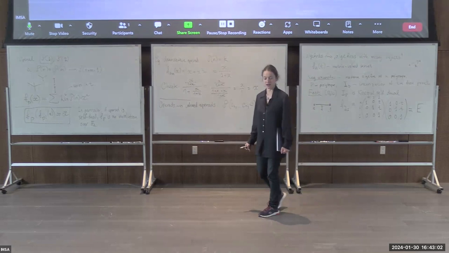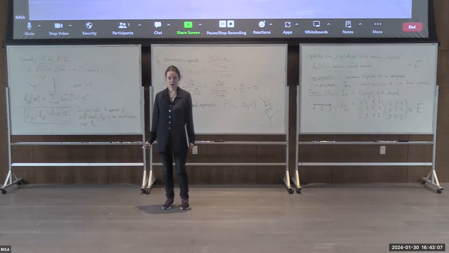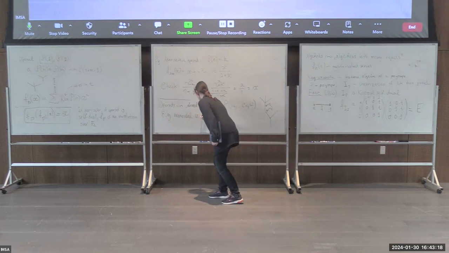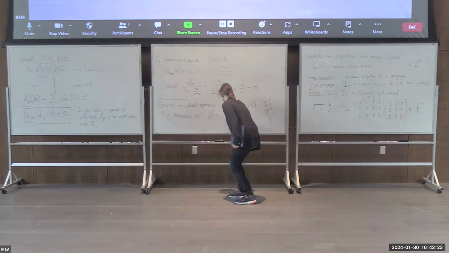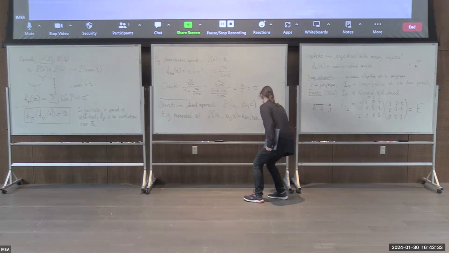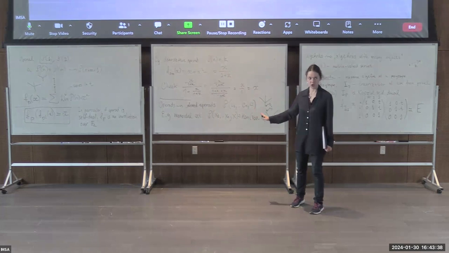A typical example of a colored operad is a monoidal category, where you can say that the colors are all the objects, and the P from objects x1, ..., xn into object x is equal to the morphisms from the tensor product to x. So monoidal categories give you examples of colored operads.